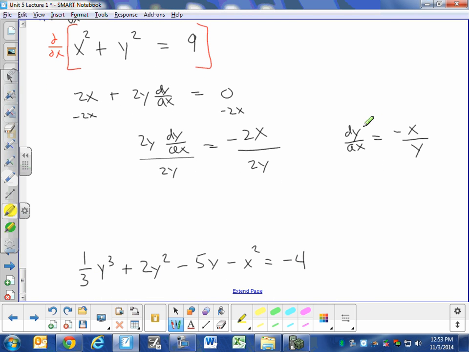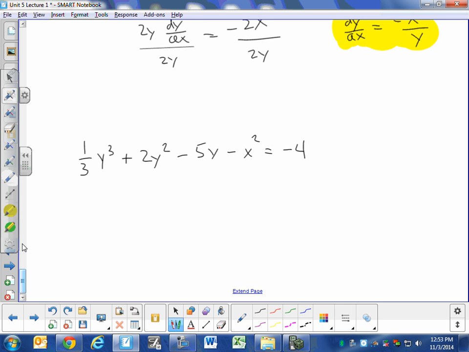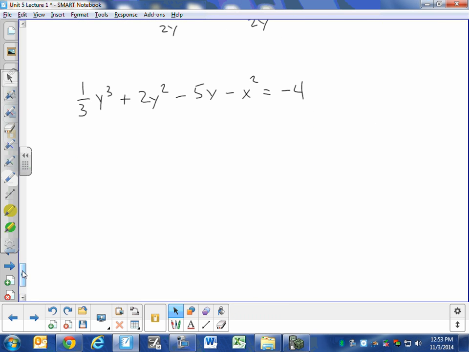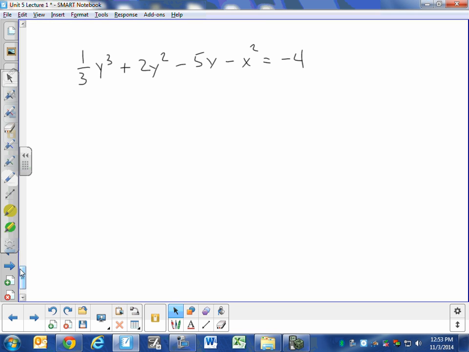Okay, so let's look at that one. This one, not that bad, but a good example of having to move stuff with dy/dx's on the one side and leaving them on the other. One third y cubed plus 2y squared minus 5y minus x squared equals -4. Let you get that down, and then we'll get going. Step 1, differentiate both sides with respect to x.